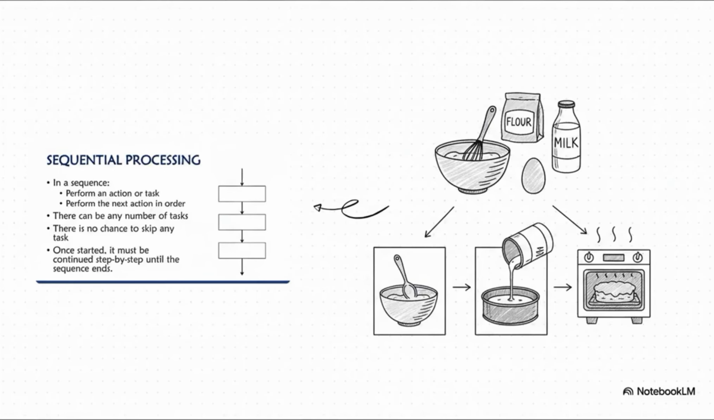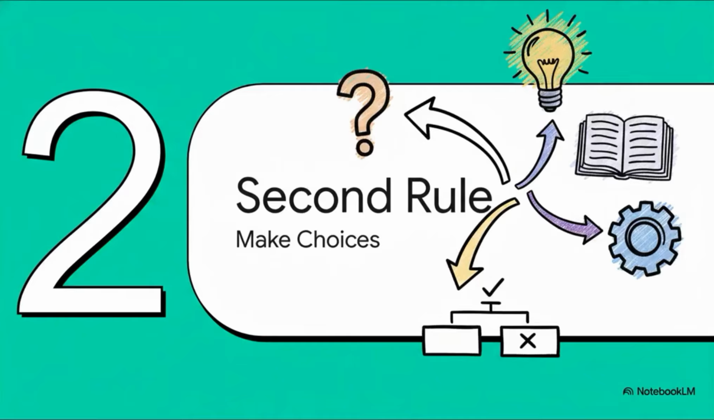A really great way to think about this is like following a recipe for a cake, right? You can't stick the cake in the oven before you've mixed all the ingredients. You've got to follow the steps in order. That's sequence. It's simple, it's powerful, and it is absolutely essential. Okay, that makes sense. But what happens when a program needs to do something different depending on the situation?